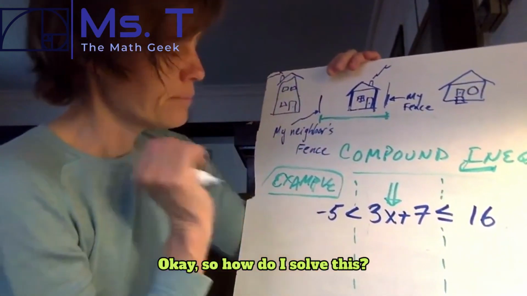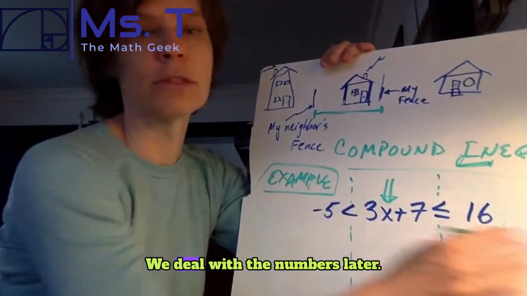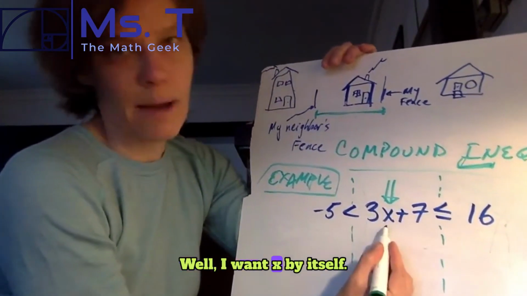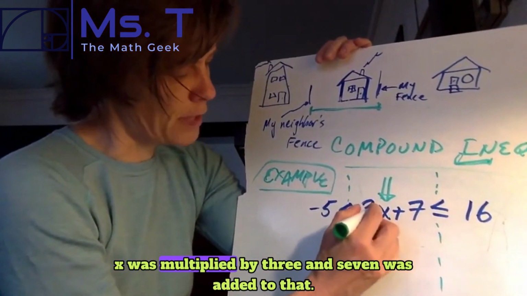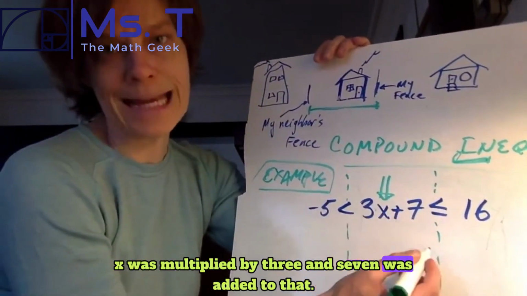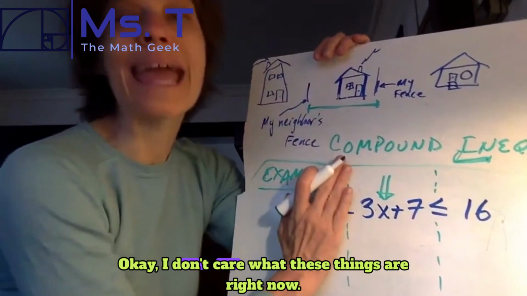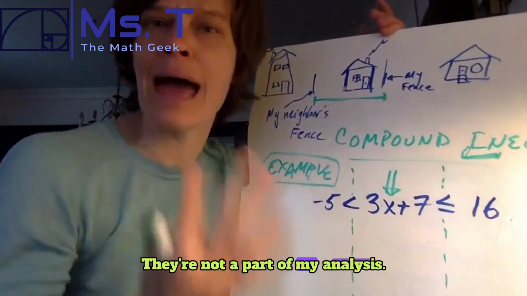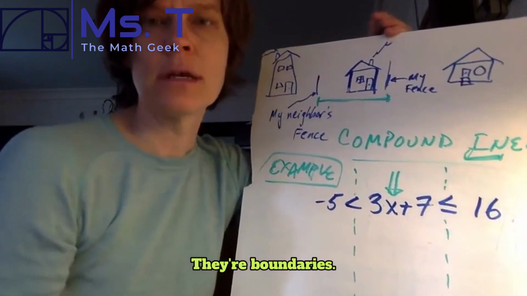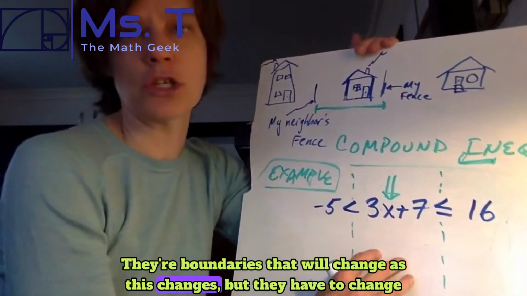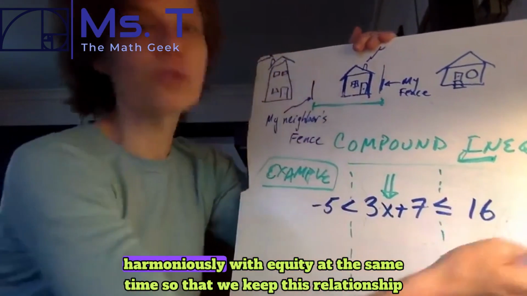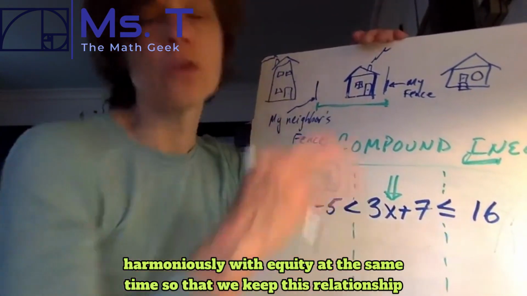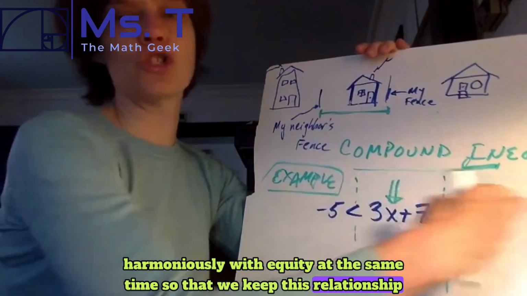Okay. So how do I solve this? We deal with the numbers later. How do I solve this? Well, I want x by itself. X was multiplied by 3 and 7 was added to that. Okay, I don't care what these things are right now. They're not a part of my analysis. They're boundaries. They're boundaries that will change as this changes, but they have to change harmoniously with equality at the same time so that we keep this relationship true.